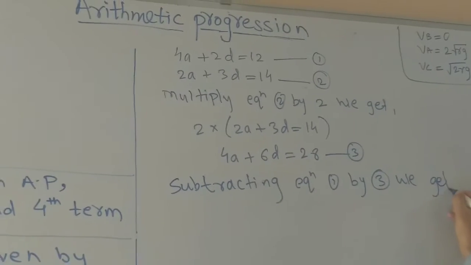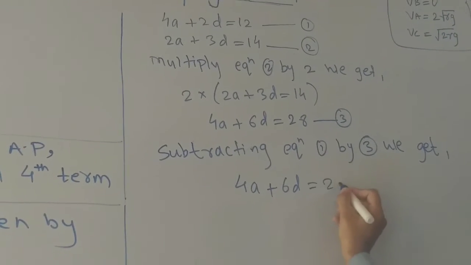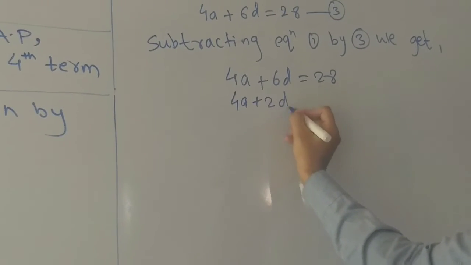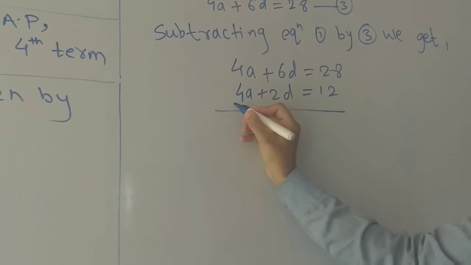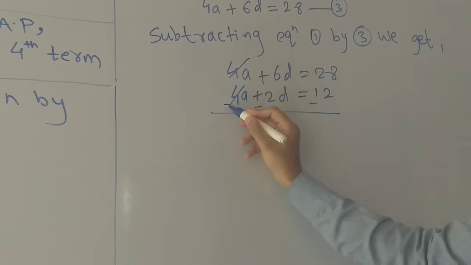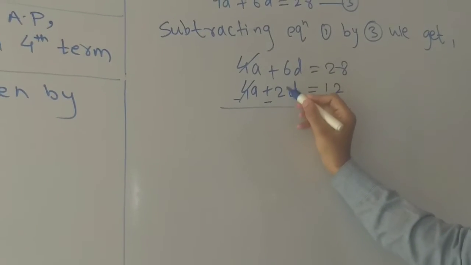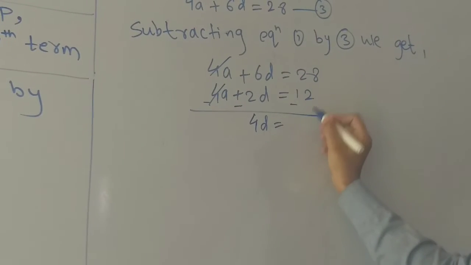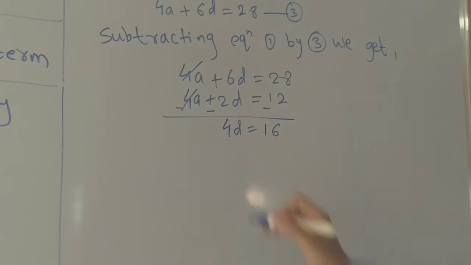So what will you get here? First we will write equation number 3: 4a plus 6d equals 28. This is equation number 3. Equation number 1 is 4a plus 2d equals 12. When you subtract this, the signs will change. 4a gets cancelled. 6d minus 2d is 4d, equals 28 minus 12, which is 16.